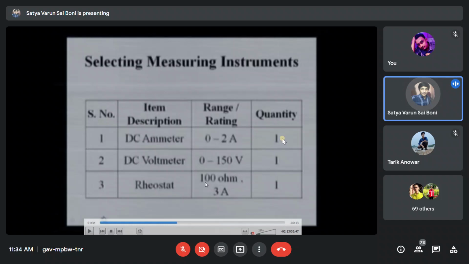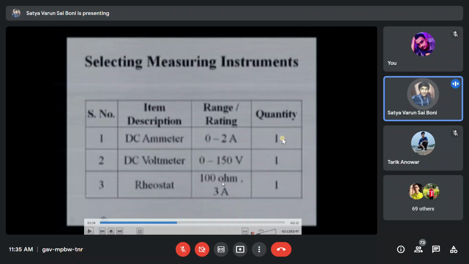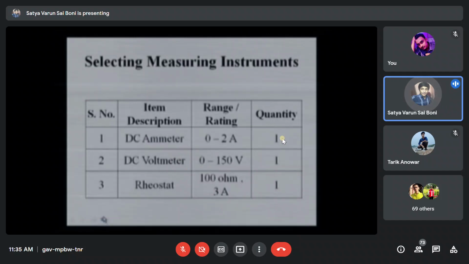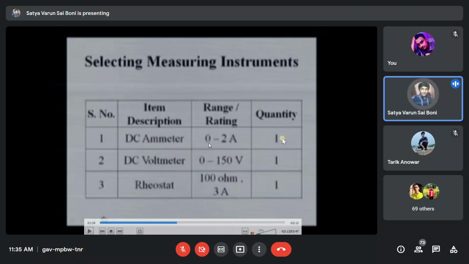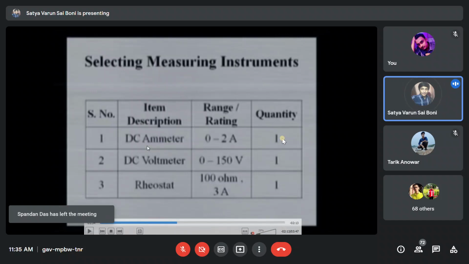One point is completed. After that, we are using a rheostat of 100 ohms and 3 ampere. Because normally, as I said, the current range can be low. So we are going after 3 ampere. Then what about the ammeter range? Since we have the DC voltmeter of 150 and the rheostat of 100, and also we know that the field resistance is in the range of 140 to 150, normally we can take 0 to 2 amps, because 150 by 150 means 1 amp. So we can take in between, 0 to 2 amps.